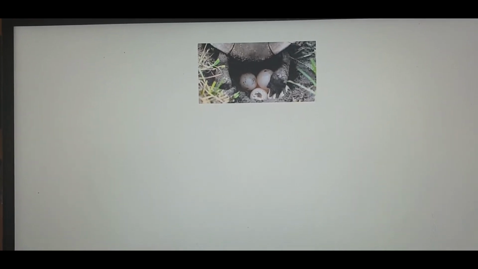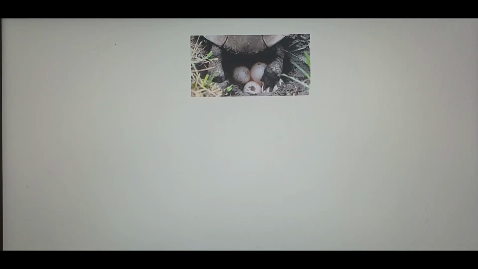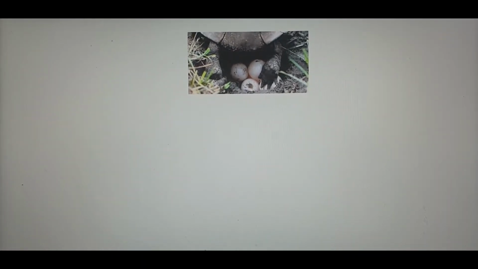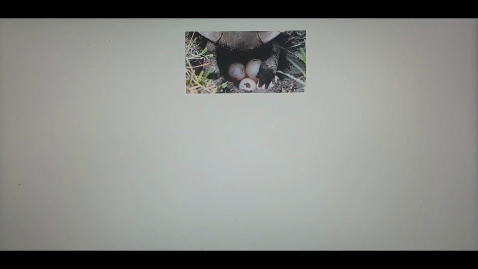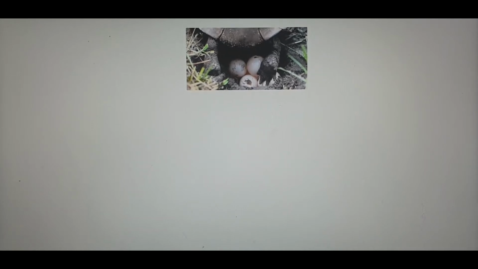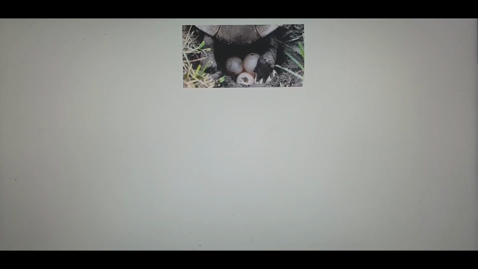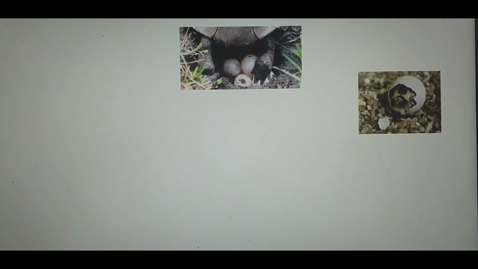So usually between the end of April, May into July, the female digs a nest underground in the soil, makes a burrow entrance, and she'll deposit anywhere between 1 and 14 eggs, and these eggs look like little ping pong balls. The female will then bury the eggs, and then she will just leave.